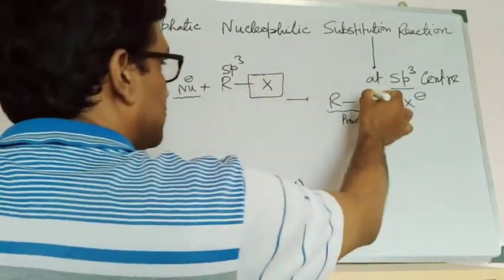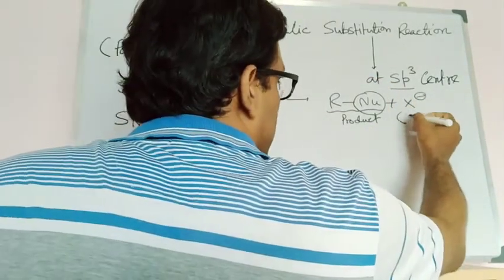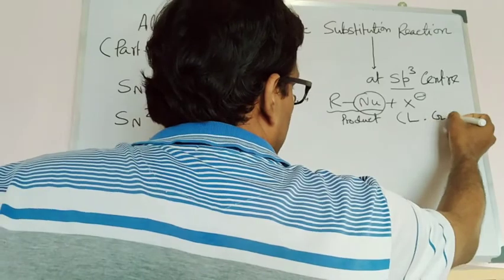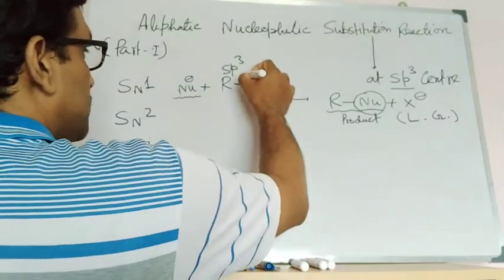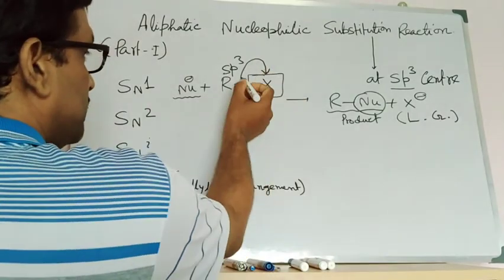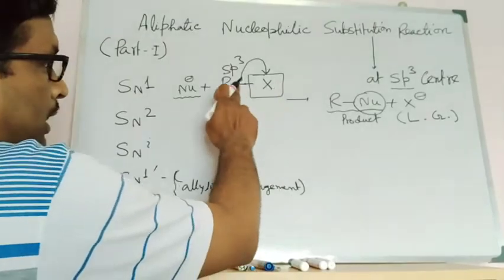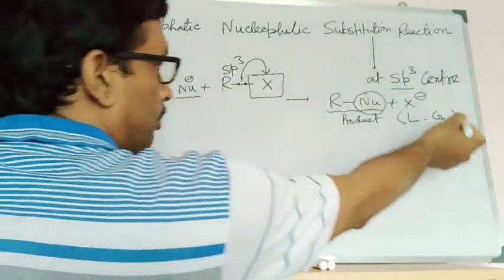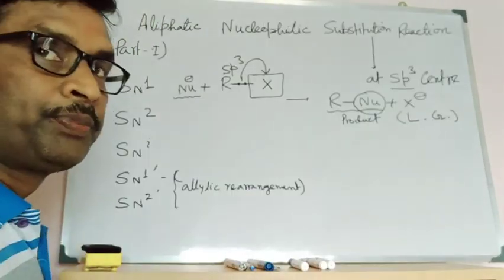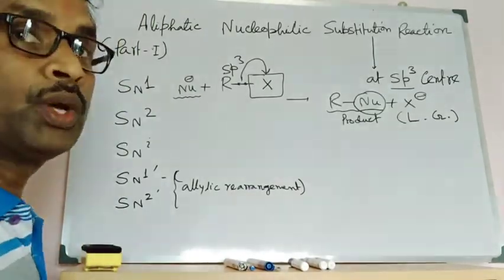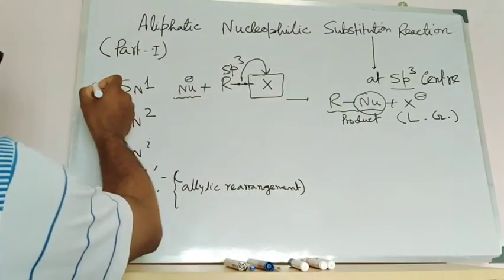If we look here, this part is replaced or substituted by this part, and this one is called the leaving group. It eliminates with its electron. The electron pair goes to here, so it will eliminate with its bonding electron pair. So this is actually the general reaction of a substitution, which is called the substitution reaction. It can be categorized in this way.